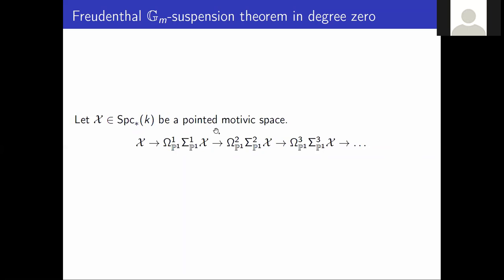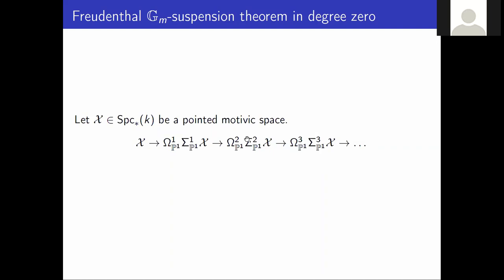And we would like to have some similar results in motivic homotopy theory. For instance, if you look at the pi zero of this sequence, in classical topology, at the first step you have the free non-abelian group generated by pi zero. The second step is the free abelian group generated by pi zero. And then again, you have the free abelian group generated by pi zero. So it is an isomorphism after only two steps.